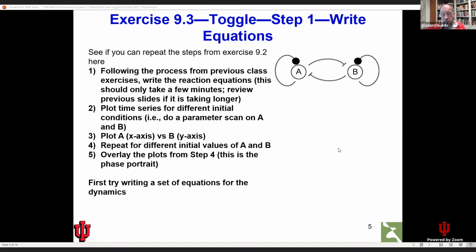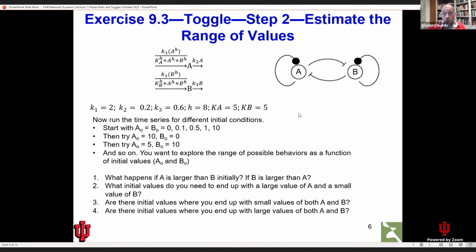All right, so the next step is to plot a time series. And I really cannot emphasize enough, especially for Pedro and maybe Elmer, don't write things from scratch. Always use old code and adapt it.